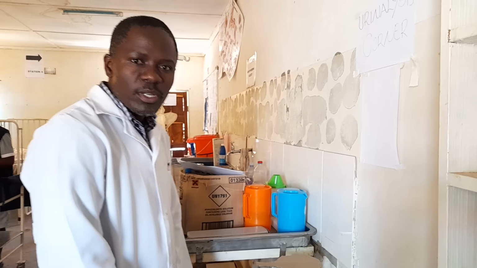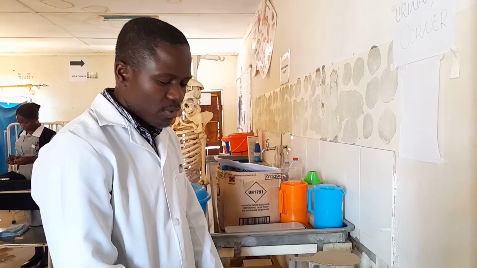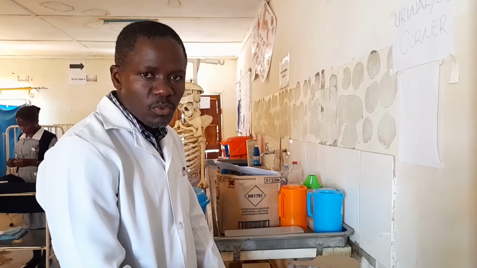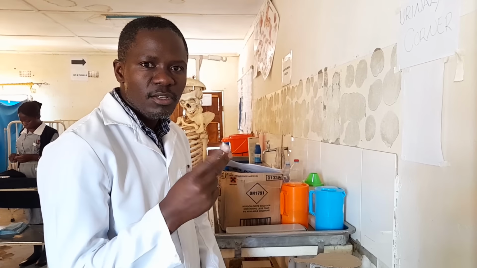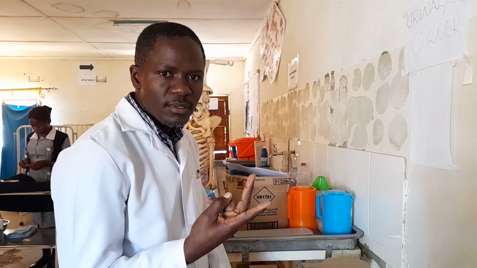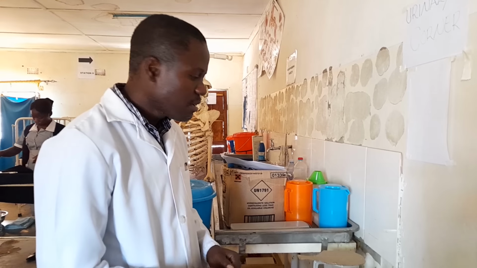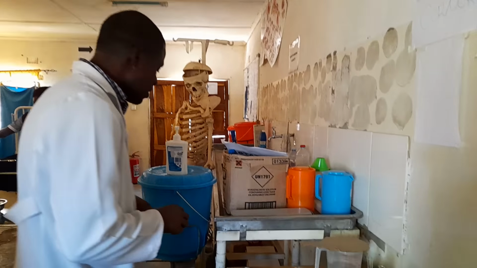Class, today I want to look at urinalysis. Under urinalysis, we want to see how we can examine the urine. We'll divide urinalysis into two: physical properties and chemical properties. As you examine urine, we're going to see the differences. So let's begin with the same usual stuff, hand washing.